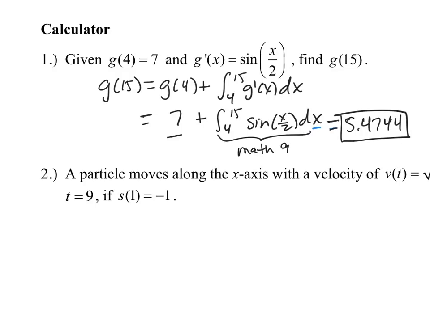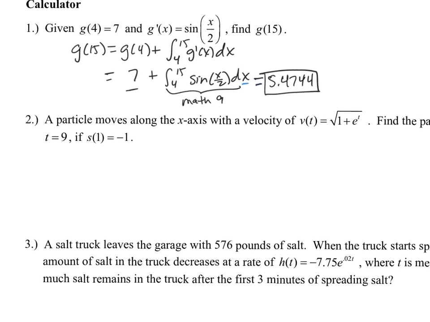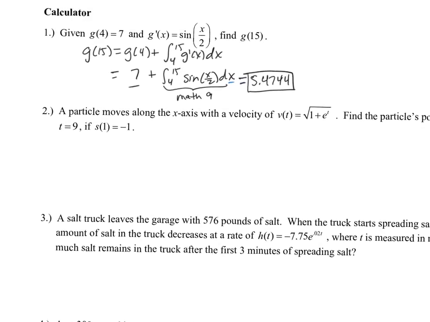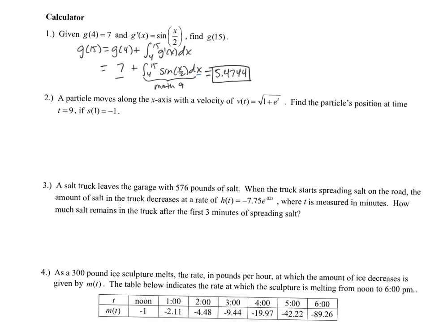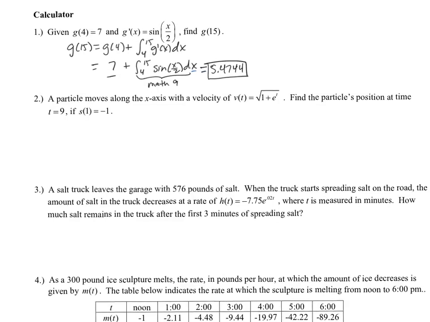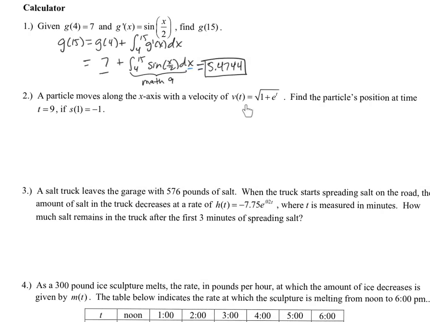Okay? Then number 2 says, we have a particle that moves along the x-axis with a velocity of v of t equals the square root of 1 plus e to the t. Find the particle's motion at time t equals 9 if s of 1 equals negative 1.